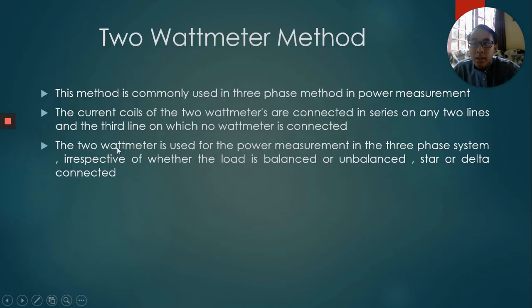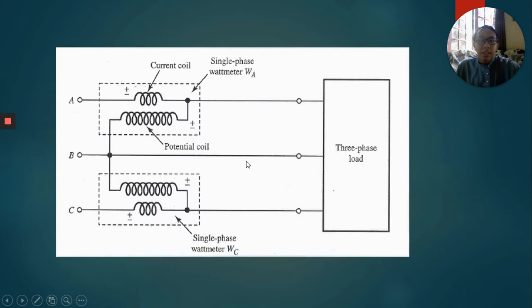The 2 wattmeter method is used for power measurement in a three-phase system, whether the load is balanced or unbalanced, and whether star or delta connected. As you can see, this is the full figure of the 2 wattmeter method.